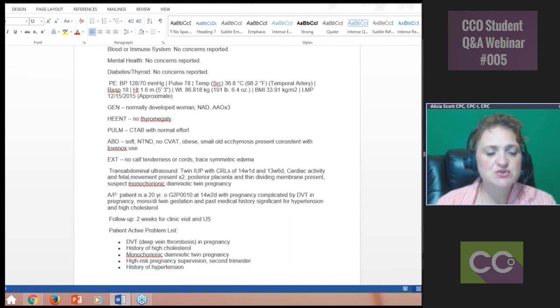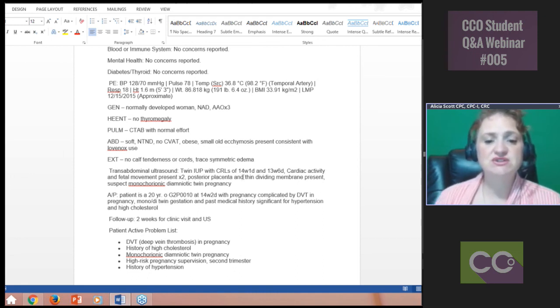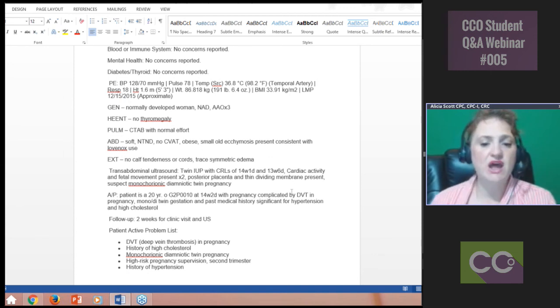They did a transabdominal ultrasound, twin IUP with CRLs, okay, meaning they measured the femur and the skull, and one twin was 14 weeks and 1 day, and the other twin was 13 weeks and 6 days. So why is that? How did you get twins that have two separate dates?